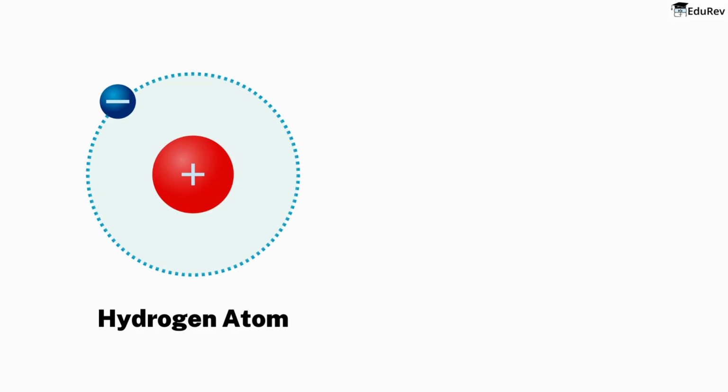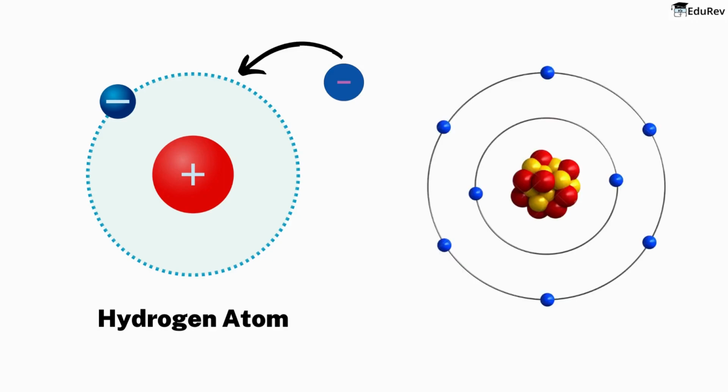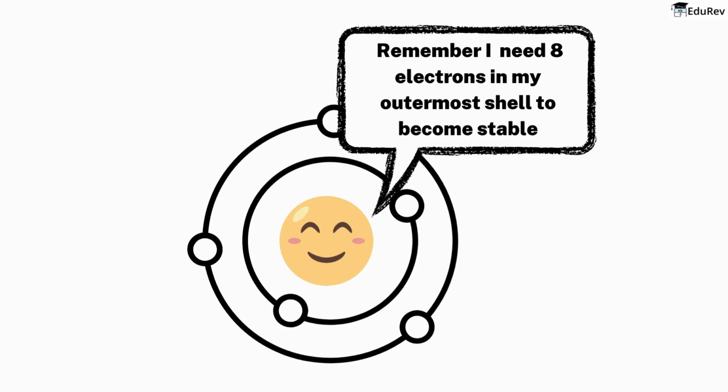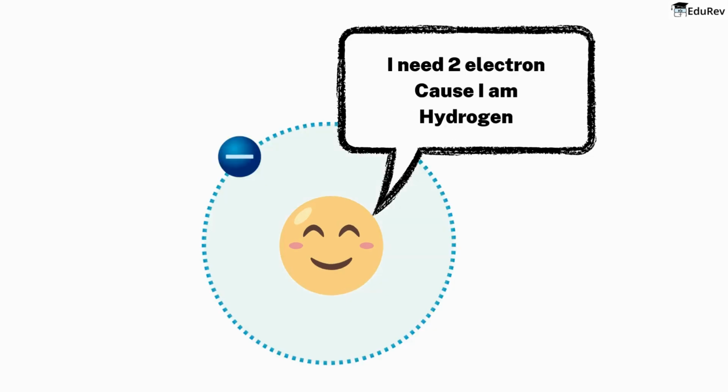For example, hydrogen has one electron in its outermost shell, and it needs one more electron in its outermost shell to become stable. Similarly, oxygen has 6 electrons in its last shell, and needs 2 more electrons to become stable, as its outermost shell completes at 8 electrons. So, remember, the elements we are going to study in class 10 need 8 electrons in their outermost shell to become stable, and the only exception is hydrogen, that needs 2 electrons.